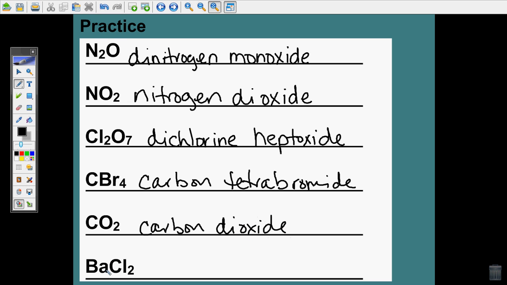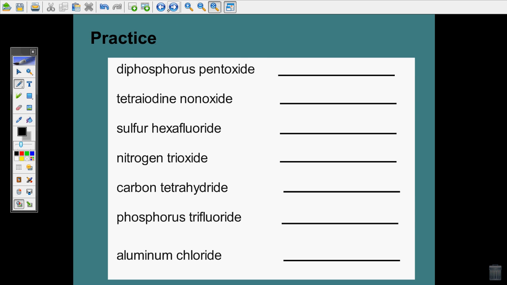Okay, I have 1 barium. Now wait, barium's a metal. So this is an ionic bond. So I'm just going to call it barium chloride. And I'm not going to put the di in there because this is ionic. And you name ionics differently. No prefixes with ionic.